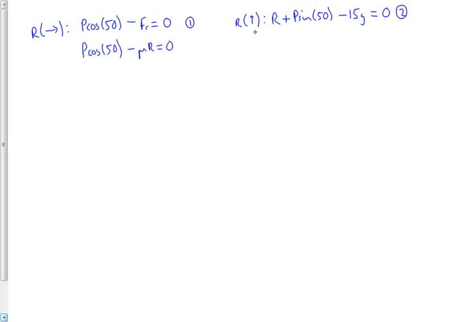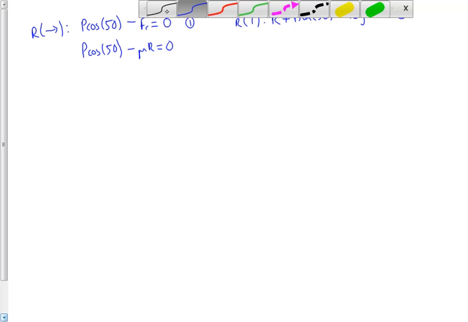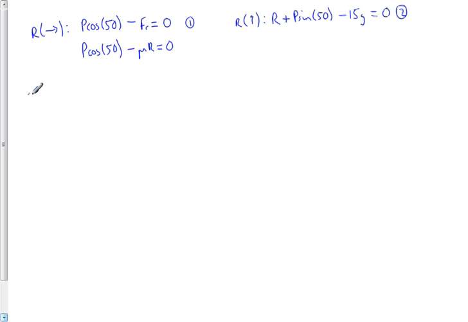Because the problem is we've got two unknowns in this second one here and two unknowns in here. There's a couple of ways of doing it. I think one way of doing it will be to rearrange this second one. So equation number 2, if we rearrange that for R equals 15g minus P sin 50.